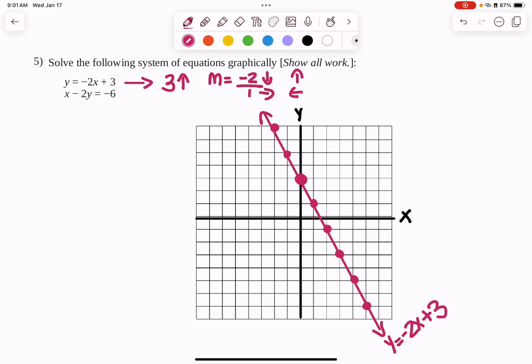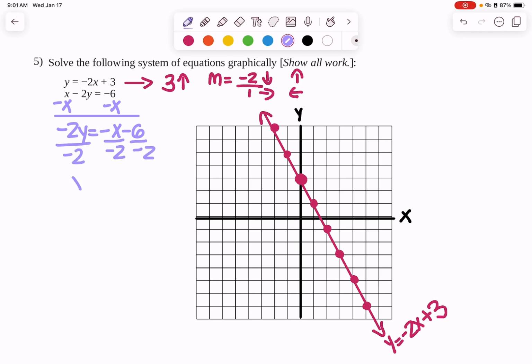All right. Now for the next one, I want to get this to be in y equals form. So I need to get rid of this x. I'm going to subtract x. That's going to get me negative 2y equals negative x minus 6. Then I'm going to divide both sides by negative 2. And I will get y equals 1 over 2x plus 3.